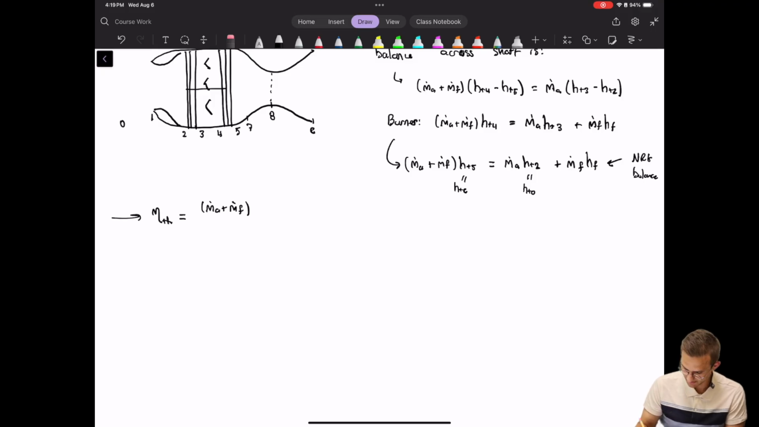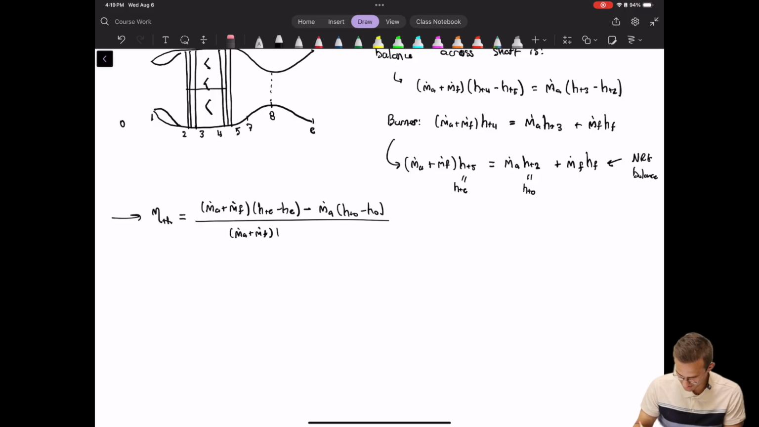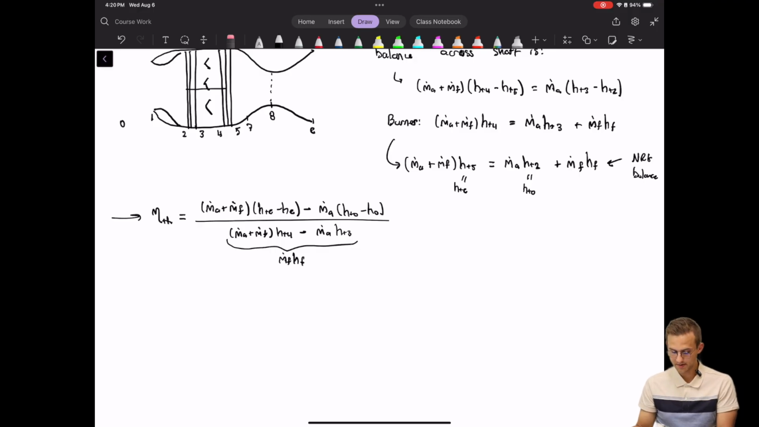But it's (m dot A plus m dot F) times the quantity HTE minus HE, so that normally would be VE squared over 2, minus m dot A times (HT naught minus H naught). Okay? And then the denominator is (m dot A plus m dot F) times HT4 minus m dot A HT3. And this is the heat injected due to combustion, which is just m dot F HF. Okay, so again, this is just jet power divided by total heat injected due to combustion. That was the definition of the thermal efficiency.